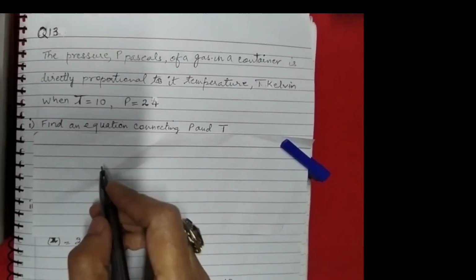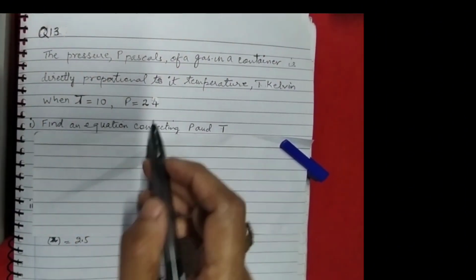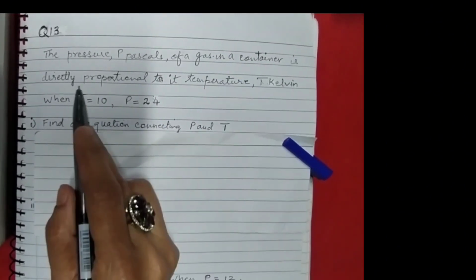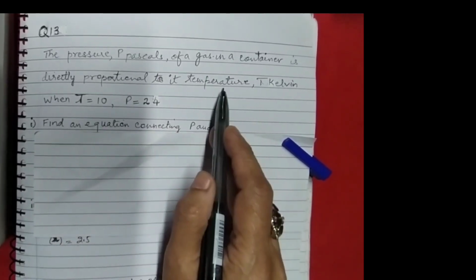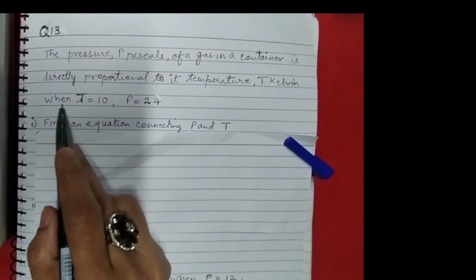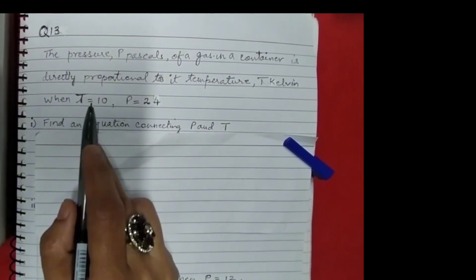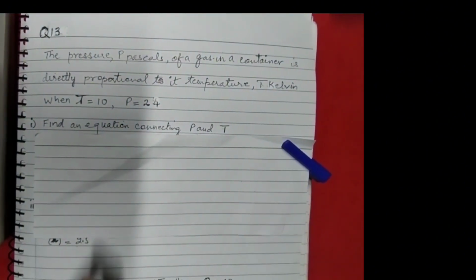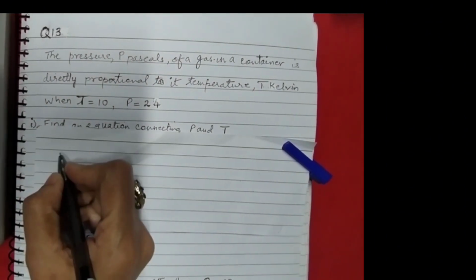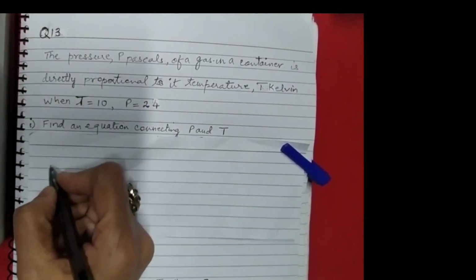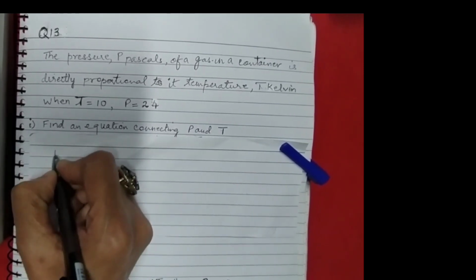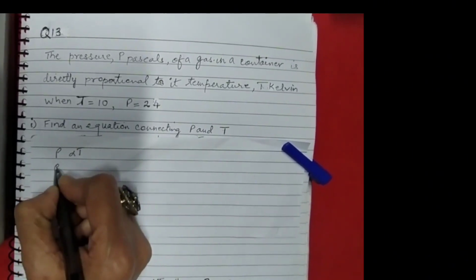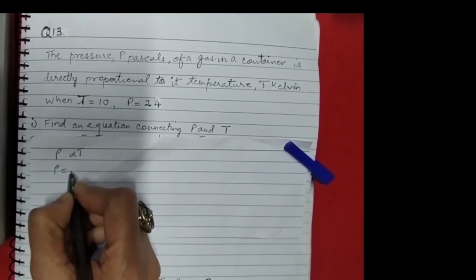Okay. Now question number 13. The pressure P pascals of a gas in a container is directly proportional to its temperature T Kelvin. When T is 10 and P is 24. So let's start with the question. So here P is proportional to T, where P is equals to KT.